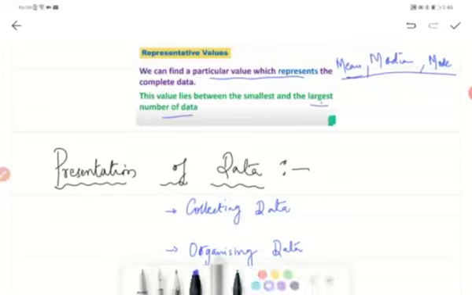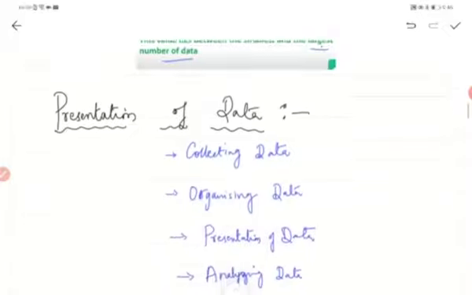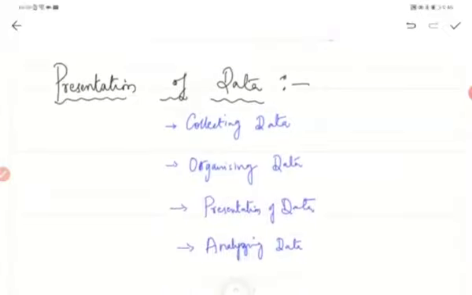Now it's time for us to see what are the steps you go through for the data. First, you will collect the data. Okay, so any data, first you will get the data collected, and after you collect the data, you will organize it. Okay, let's see one example.